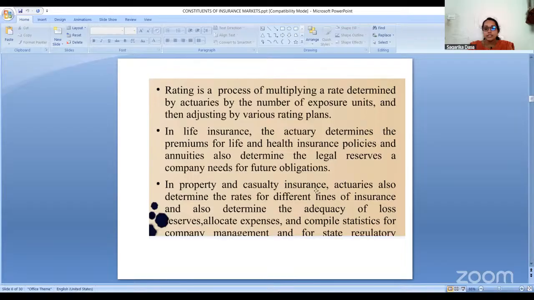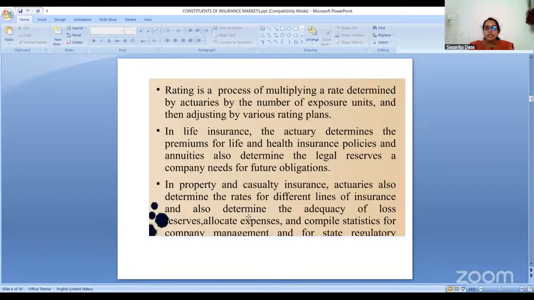In property and casualty insurance, actuaries also determine the rates for different lines of insurance and also determine the adequacy of loss reserves, allocation of expenses, and compile statistics for company management and for state regulatory. If it is property or casualty insurance, the actuary will determine the rate based on the adequacy of loss, that is, based on the intensity of a loss of that particular property or casualty, and will allocate the expenses, and will also study the statistics, the expenditure, how the company is managing, both for the state regulatory as well as the company management purpose. So this is the rating process.